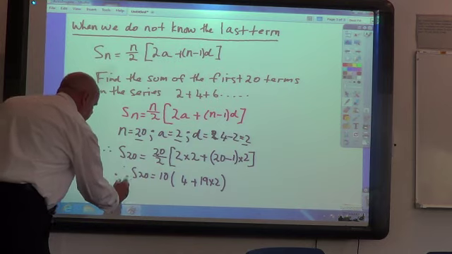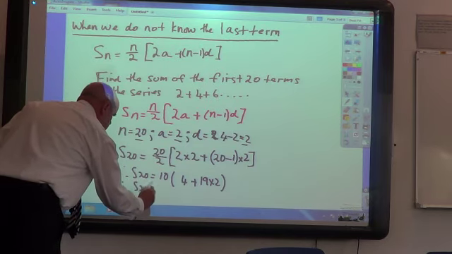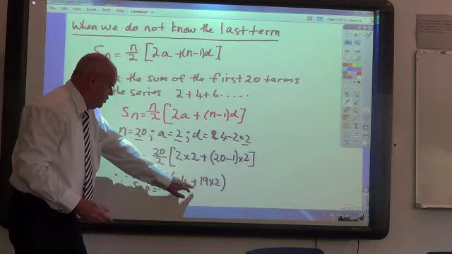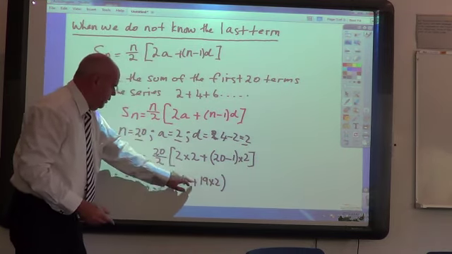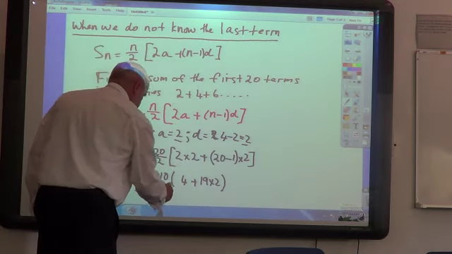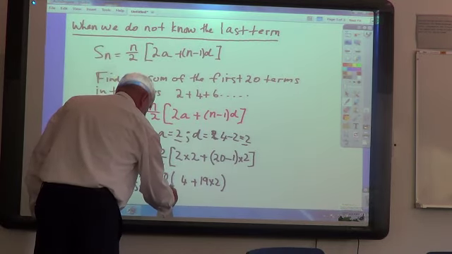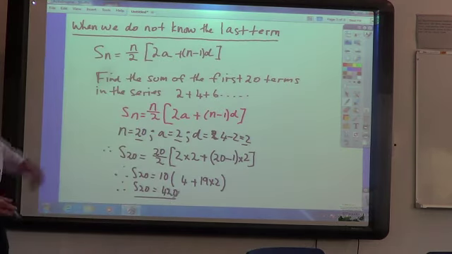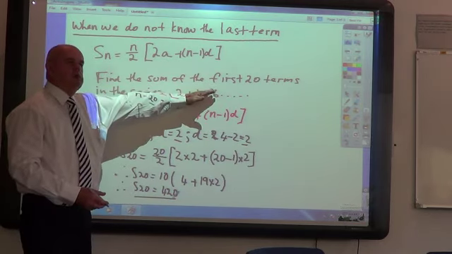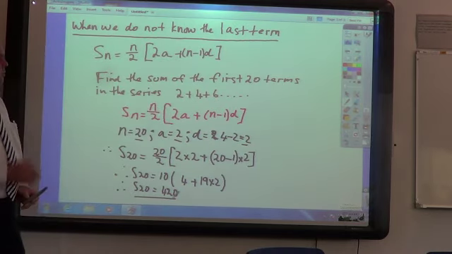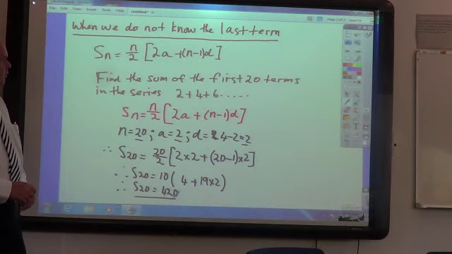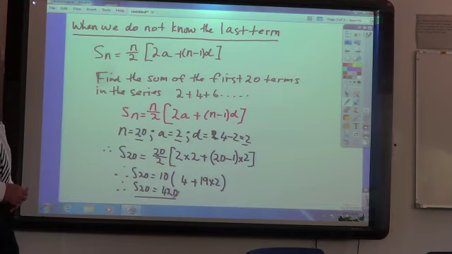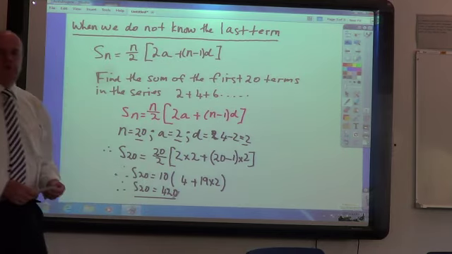So, therefore, 10 is easy to deal with, that's good. 19 times 2, we do the multiplication before the addition. So it's 38 plus 4, it's 42, times 10 is 420. So what are we saying with that 420? This is what we're saying. We're saying that if we sum the first 20 terms of that series, which is the series of even numbers from 2 to so on, 2 to 40, isn't it? The sum of that series will be 420.